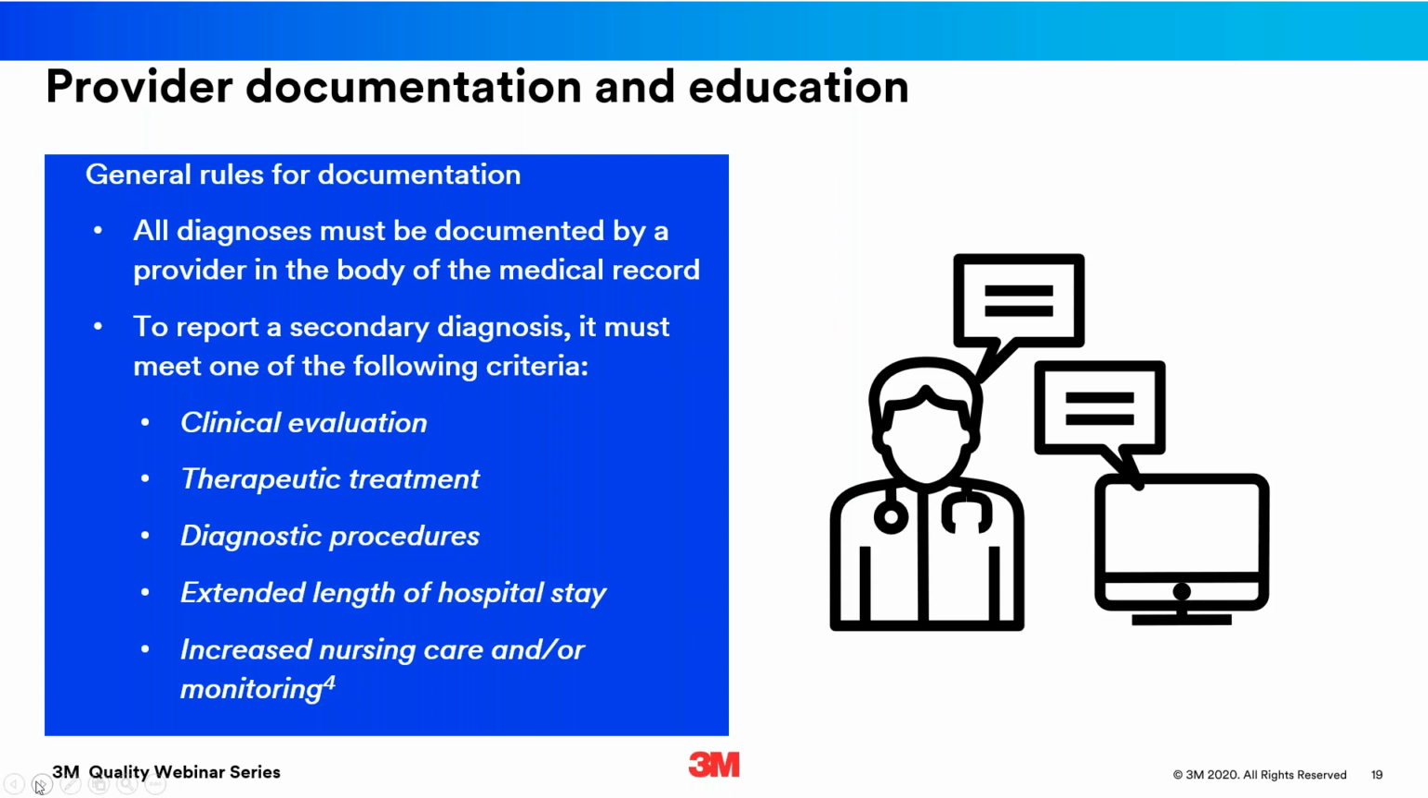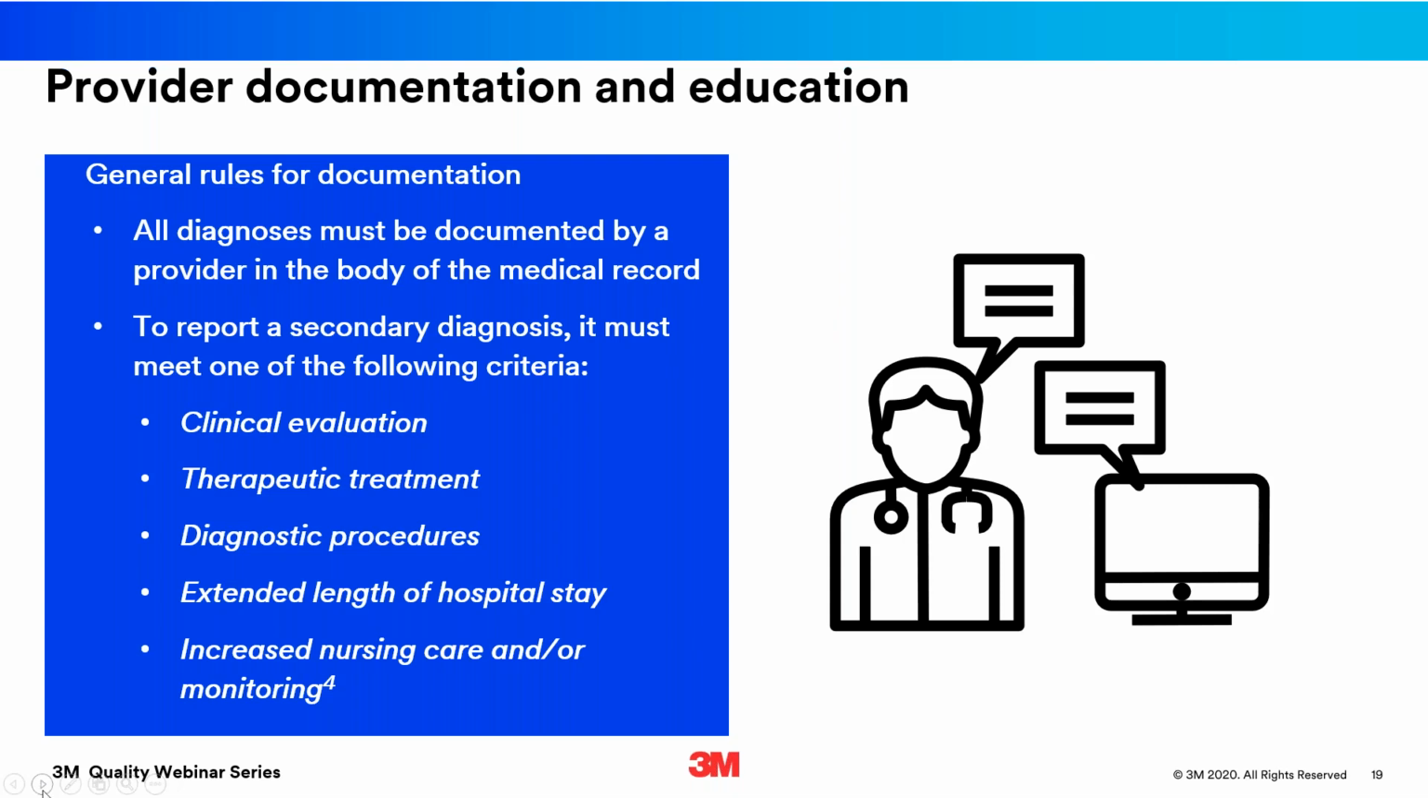So what we want to remind the providers is that for us to code a condition, first of all, it has to be documented by a provider, in the body of the medical record. And for us to report conditions, they have to meet one of the 5 criteria. So, many patients, for example, have an ileus after surgery. Well, yes, they've had general anesthesia or they've had direct surgery on their bowels. But not every ileus extends our length of stay or requires more care or monitoring. So not every ileus is reportable, shall we say.